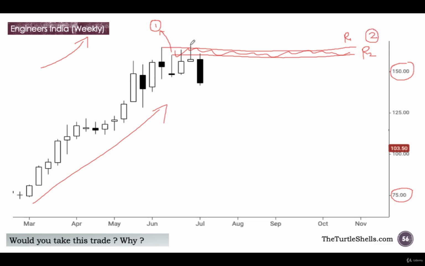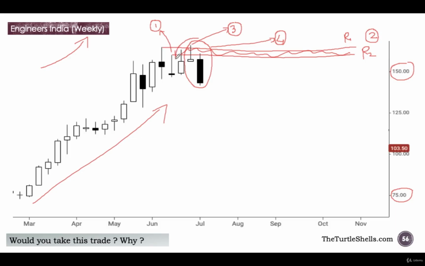The third signal is the shooting star. See, this is our third signal. That shooting star has been able to cross the zone but not been able to close above the zone. This white candle has been able to enter the zone but not been able to close above the zone. Okay? So that resistance zone is valid. Fourth signal is the bearish engulfing pattern. These two candles are completing the bearish engulfing pattern with the black body completely engulfing the prior white real body.